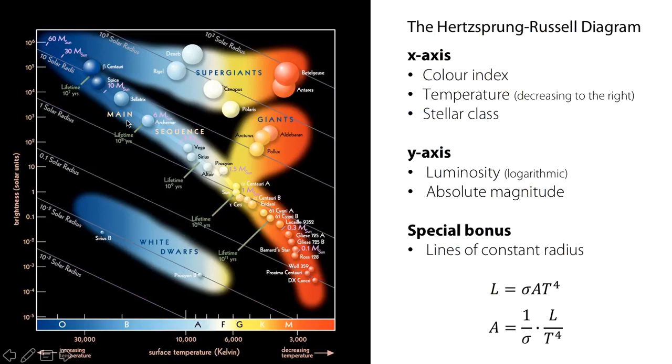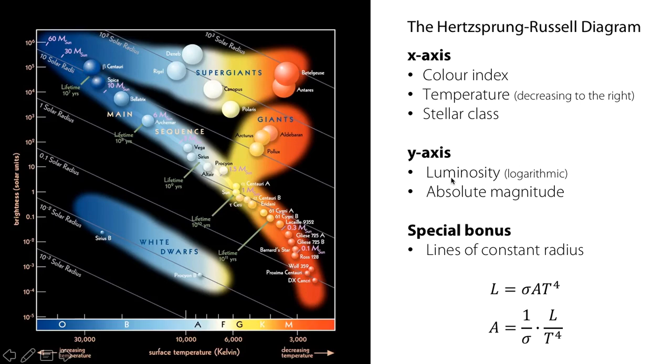Here's another version of that Hertzsprung-Russell diagram with some named example stars that you could go out and look at in the night sky, although if you wanted to see DX Cancri, I think you would need a very powerful telescope, or for that matter, white dwarfs. But again, on the x-axis, colour index, temperature or stellar class. On the y-axis, luminosity, logarithmic, or absolute magnitude.